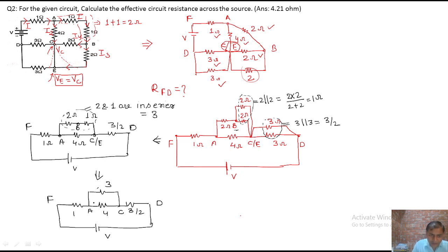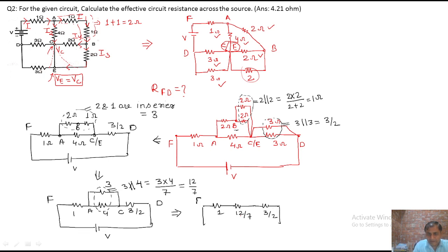Here 3 and 4 both are in parallel, because एक एंड दोनों के A से कनेक्टेड है और दूसरे एंड दोनों के C से कनेक्टेड है, so both are in parallel. So 3 parallel with 4. So this is 3 into 4 divided by 7, 3 plus 4. So this is 12 by 7. So overall, this is 1. This one is 12 by 7. And this one is 3 by 2.